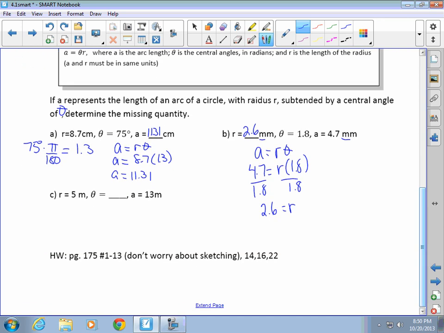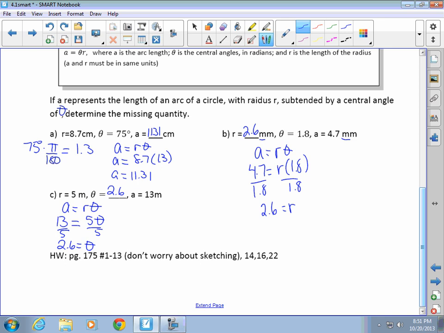And the last one, your radius is equal to 5. You need to find your theta, and your arc length is equal to 13. These are both in meters, so it's just a matter of substituting. So 13 is equal to 5 theta, divide by 5, 2.6 equals theta. So 2.6 radians is equal to theta.